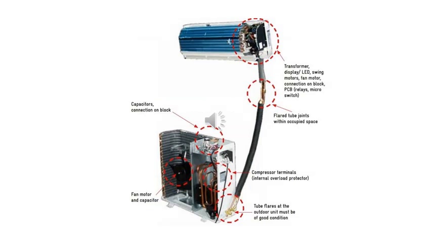The important component of the indoor unit is the evaporator coil, whereas the outdoor unit consists of a fan with a small motor, the condenser coil and a capacitor.